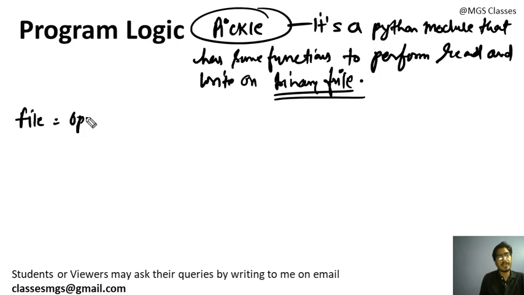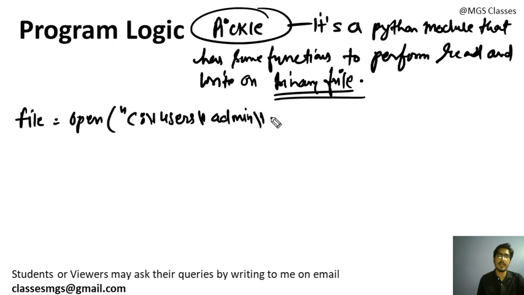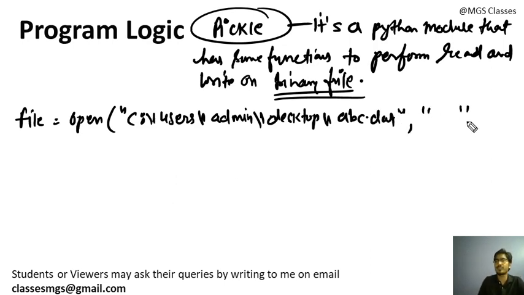We will use the open method, file equals open, and then pass the file name. Let's suppose C user, then admin. I am going to use this path; it might be different on your computer. Then let's suppose abc.dat file, and there are again 2-3 modes.